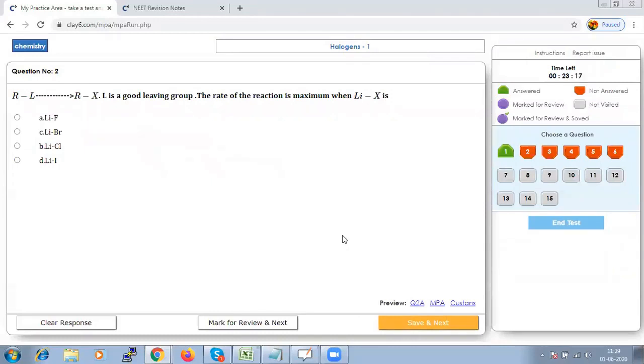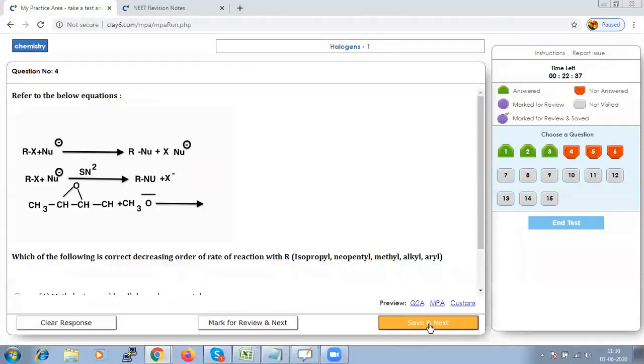So here they are saying RL and RX. L is a good leaving group and the rate of the reaction is maximum when L is iodine. Once again, among the given options, iodine is a very good leaving group, and the bond between your carbon and I will be very weak, and it would be very simple and easy to break the bond between carbon and I compared to the other given options. Hence, the rate of the reaction will be maximum when X is being replaced by your I. So, option D should be right. Let us save that and go to next.